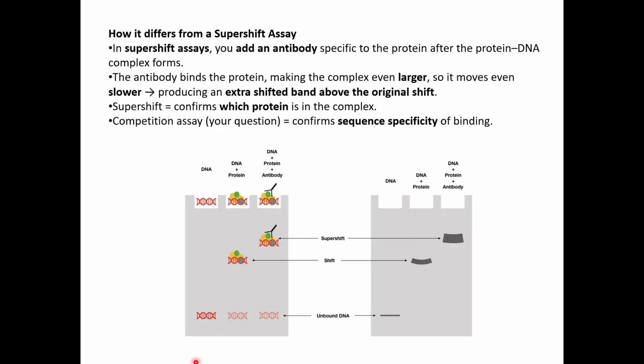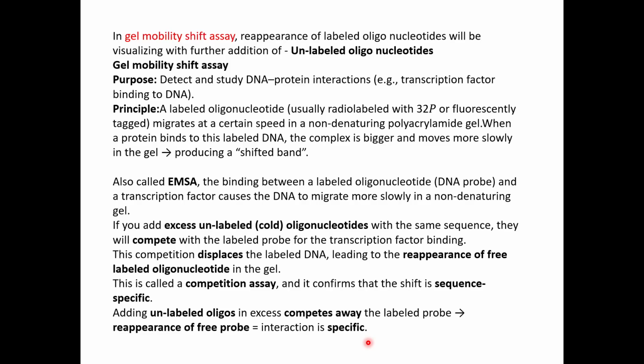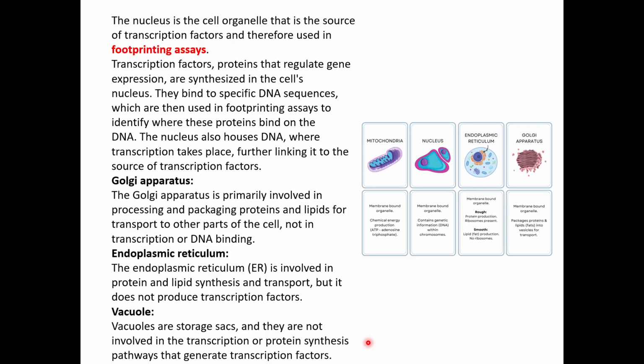So you can see here, this is your unbound DNA, this is your protein bound DNA, which is your first shift, and then your antibody bound DNA, which is your super shift. So this is your super shift. So this was about use of unlabeled oligonucleotides in case of gel mobility assay.